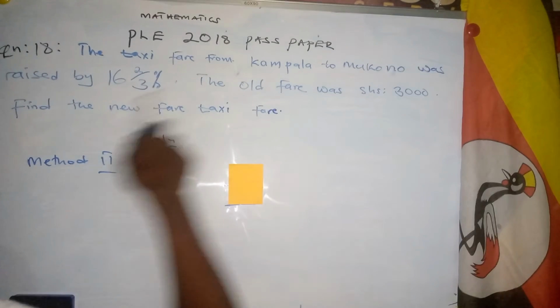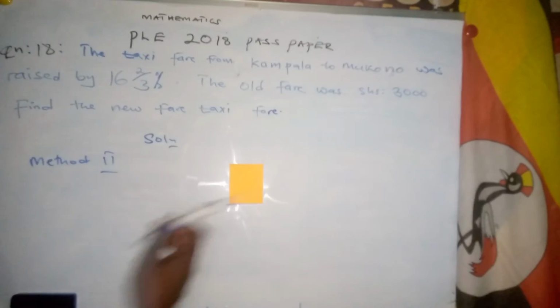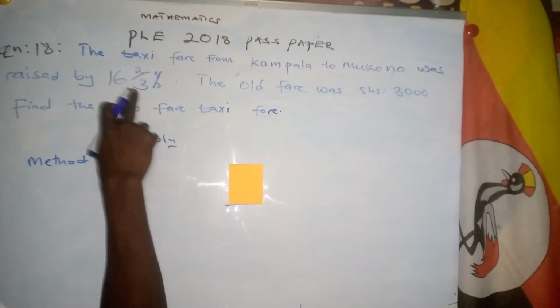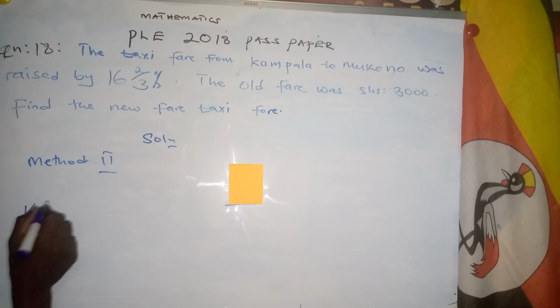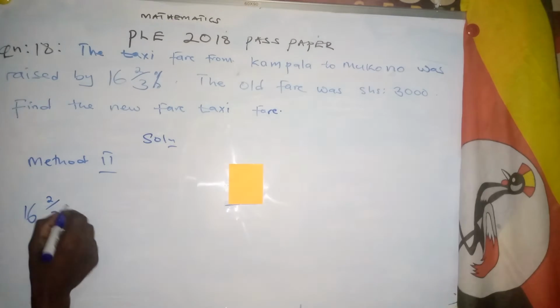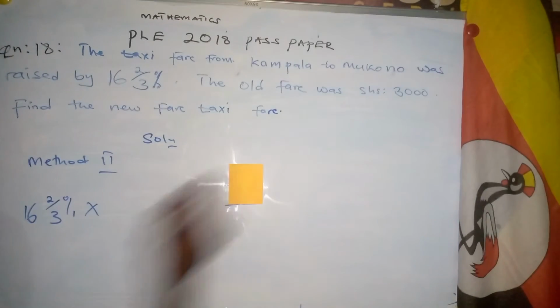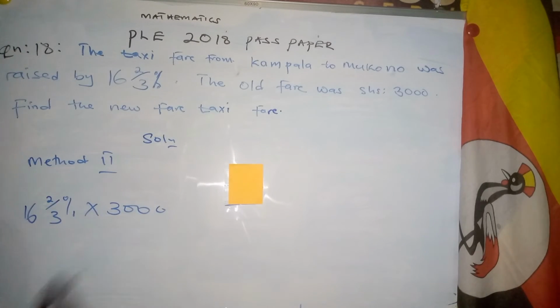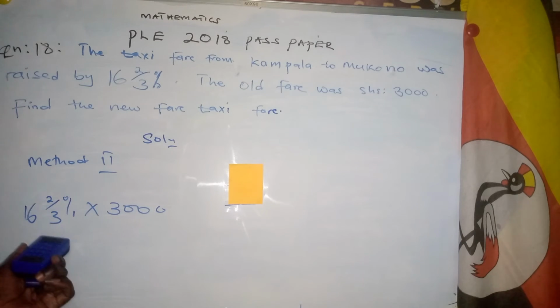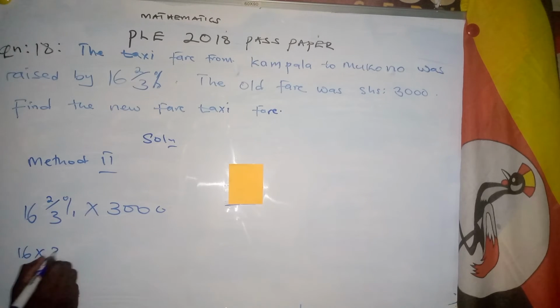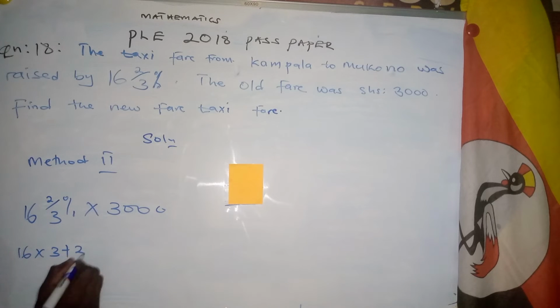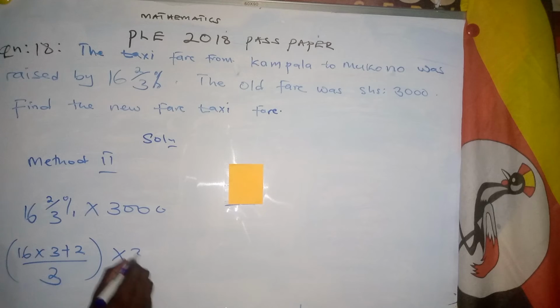Method 2. It has been increased by 16 whole number 2 out of 3%. So here, you first calculate this one times this one. You're going to get 16 whole number 2 out of 3 percentage times 3,000. After getting this answer, then you add to this one. So you first change this percentage to an improper fraction. 16 times 3 plus 2 out of 3 times 3,000.